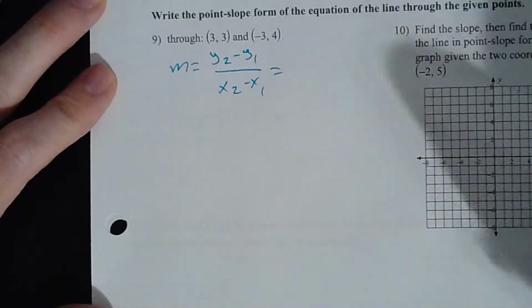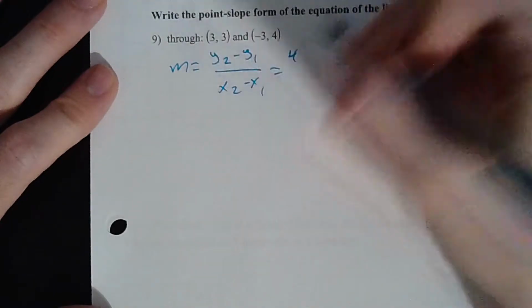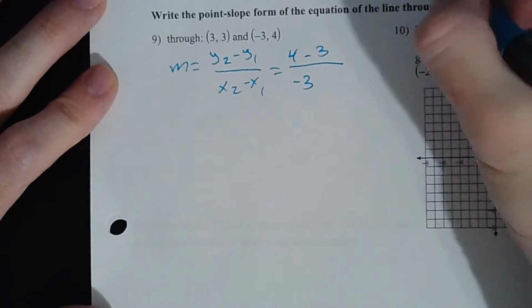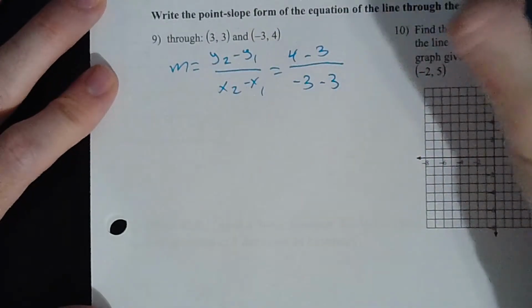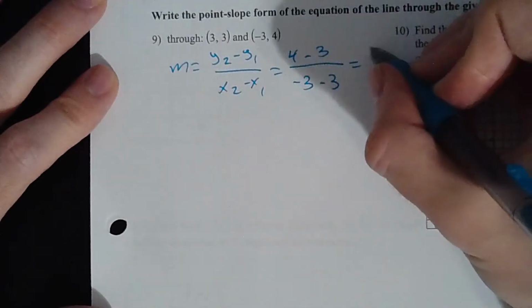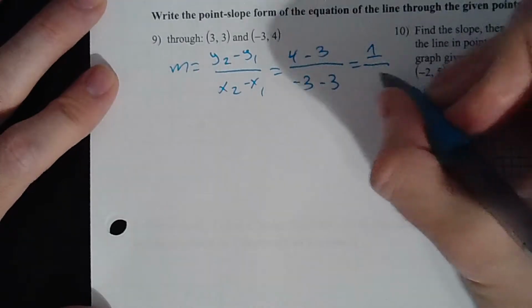In that case, our y2 is going to be 4. Our y1 is 3. Our x2 is negative 3. Our x1 is 3. And we get 4 minus 3 is 1. My brain went in the incorrect order there. And negative 3 minus 3 is negative 6.